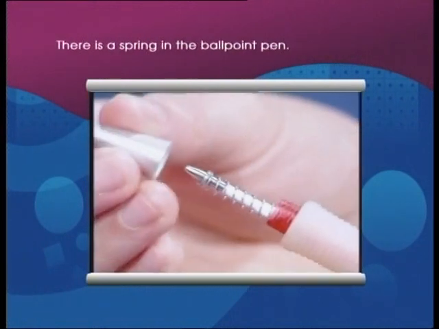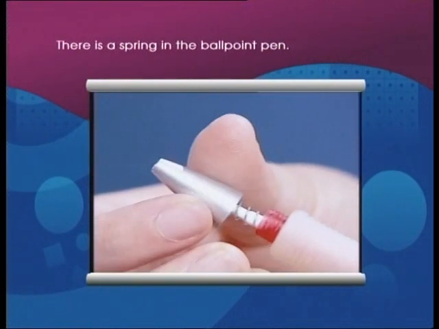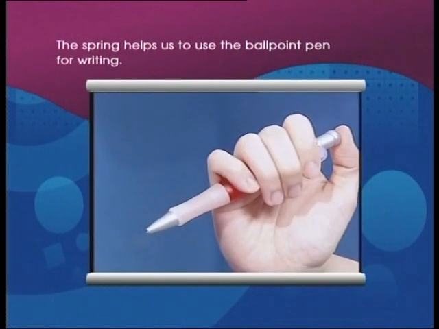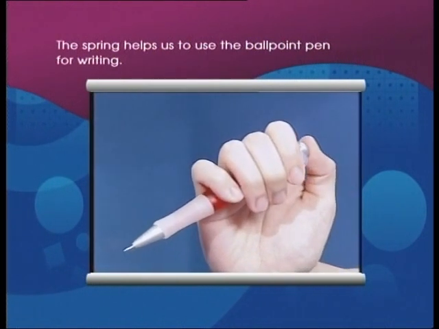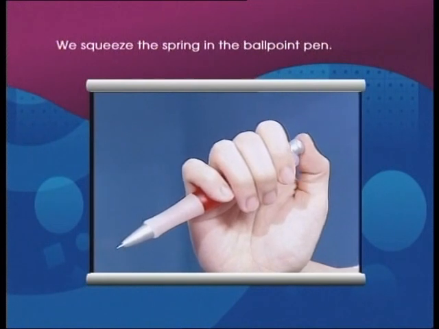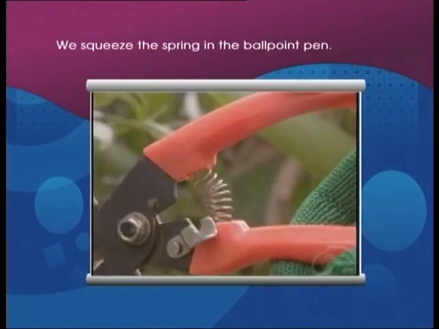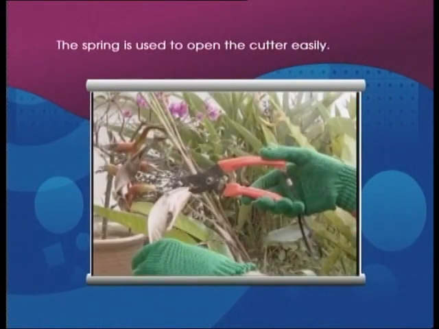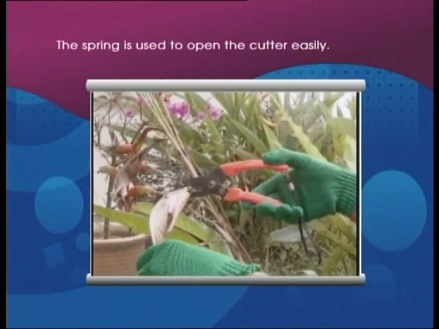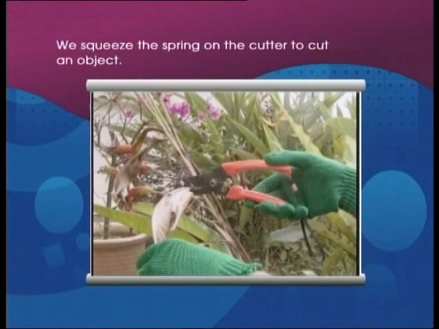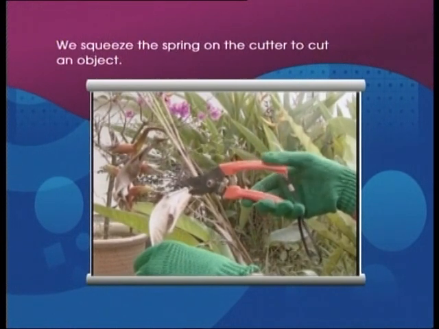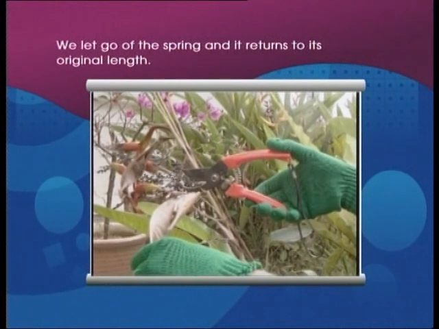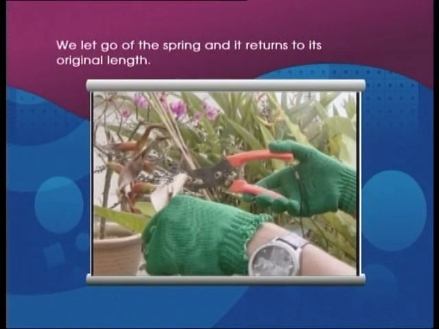This is a spring in the ballpoint pen. The spring helps us to use the ballpoint pen for writing. We squeeze the spring in the ballpoint pen. There is a spring on the cutter. The spring is used to open the cutter easily. We squeeze the spring on the cutter to cut an object. We let go of the spring and it returns to its original length.